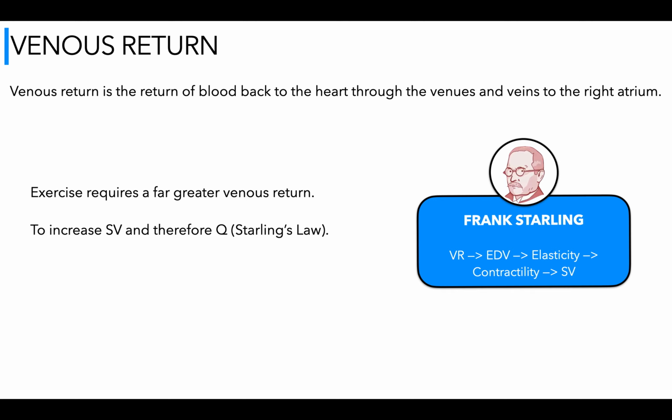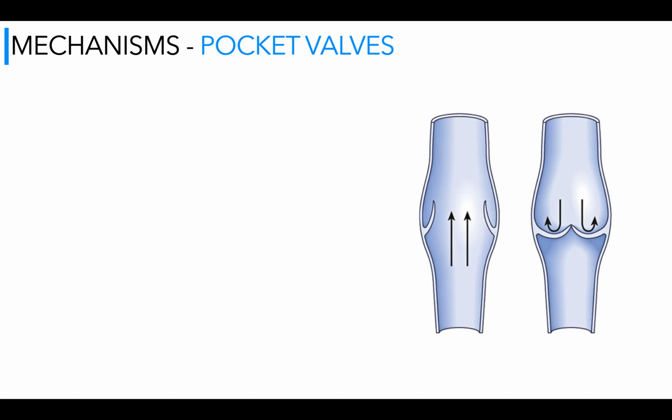An increase of venous return gives us a larger end diastolic volume, which increases the elasticity, that greater stretch on the ventricle wall, which causes a greater, more forceful contraction, which increases stroke volume and therefore cardiac output. But we have additional mechanisms to help maximize venous return. So we need to maximize this, and let's take a look at these mechanisms.